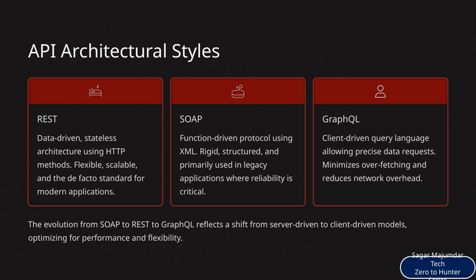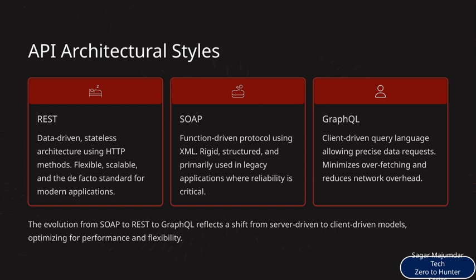Then we have GraphQL, which is a bit different. It's a client-driven query language that allows developers to request exactly the data they need, no more, no less. This precision helps minimize overfetching, reducing network overhead and improving performance, especially in complex applications.